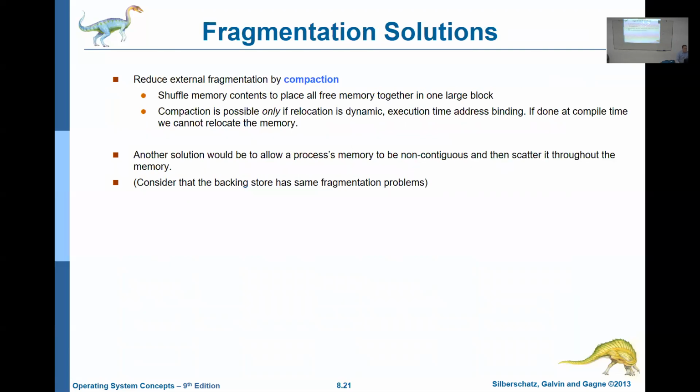Okay. So shuffle the memory contents. Compaction is possible only if relocation is dynamic. Right. Oh, this is an important point. Execution time address binding. In other words, remember we talked about address binding?